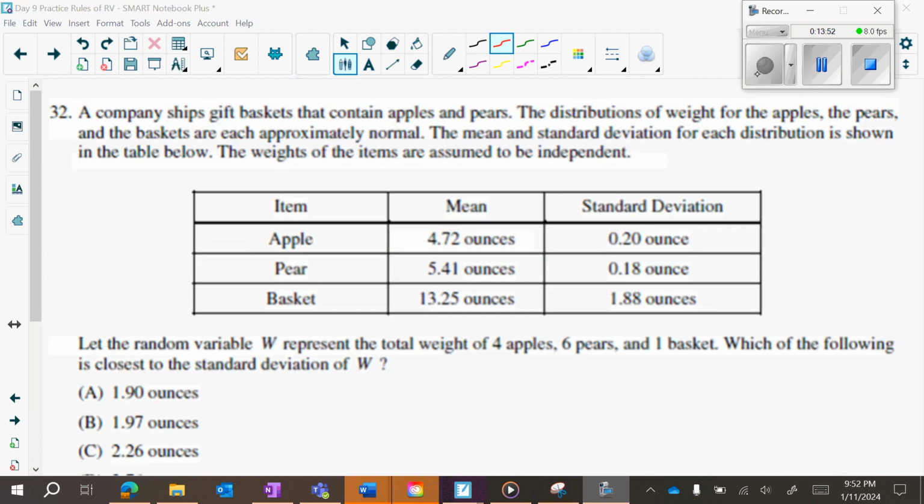Okay, this is the last one I'm going to do with you, and then you guys are going to practice the rest of this document yourself. Take a look, read it, and then we'll talk.